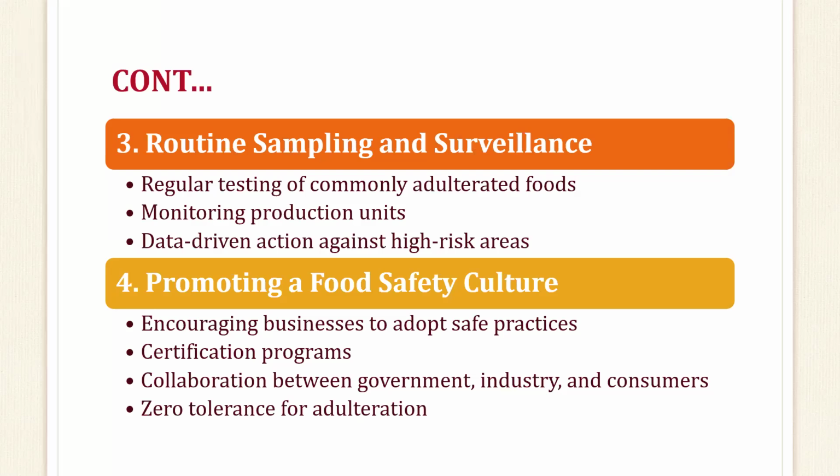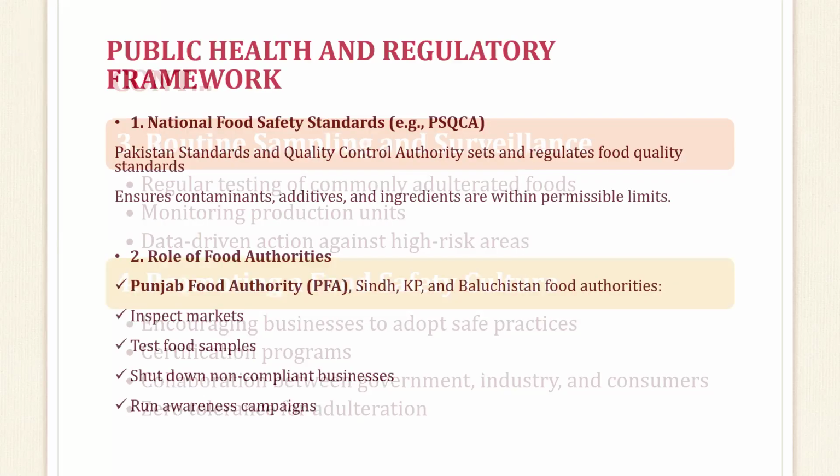Then there should be routine sampling and surveillance. Regular testing of commonly adulterated food should be done. Monitoring of production units should be there, and data driven action against high risk areas. And promoting a food safety culture, encouraging businesses to adopt safe practices. There should be certification programs for companies and food sellers. Collaboration between government, industry, and consumers is important, and there should be zero tolerance for adulteration. Strict laws should be there, and they should be implemented.